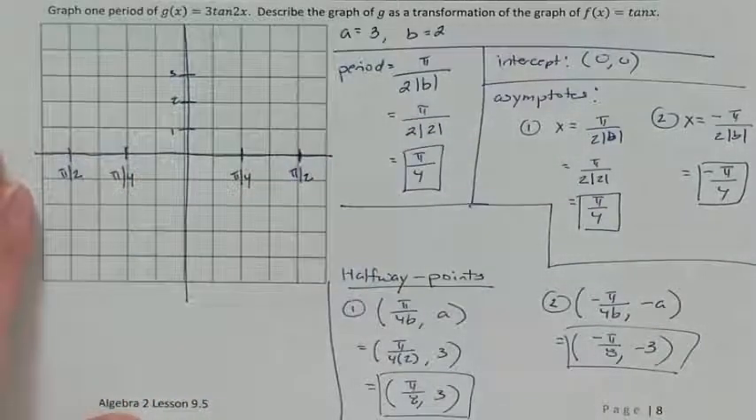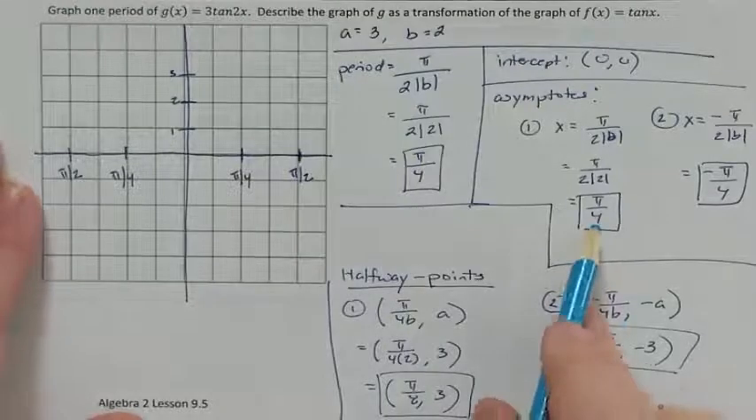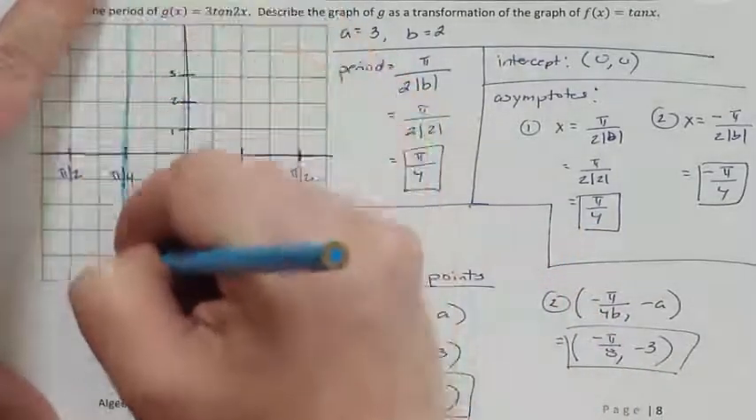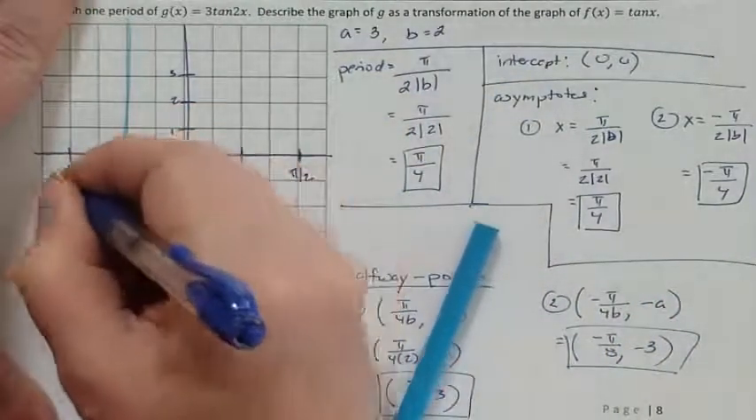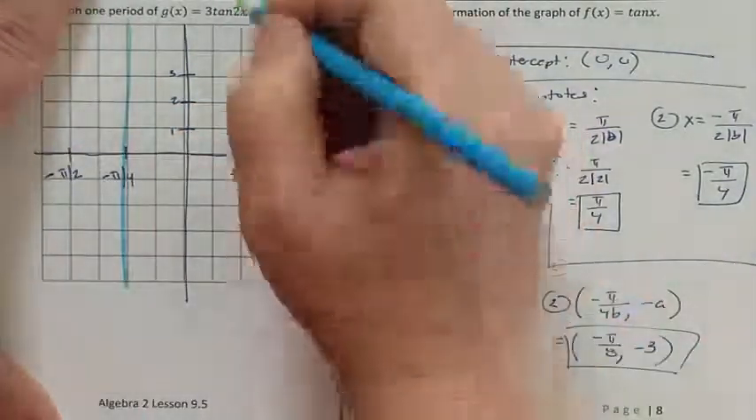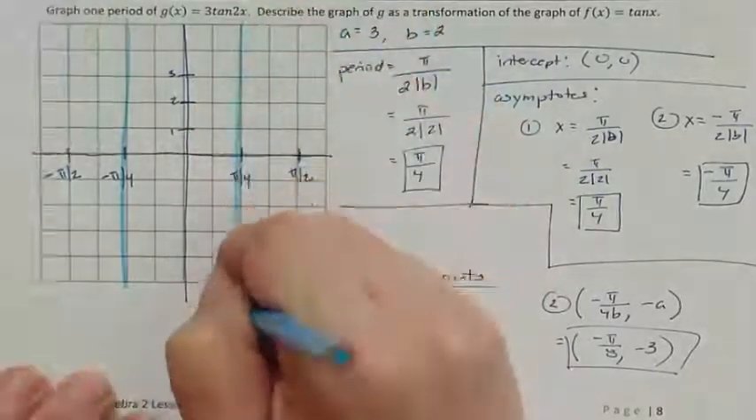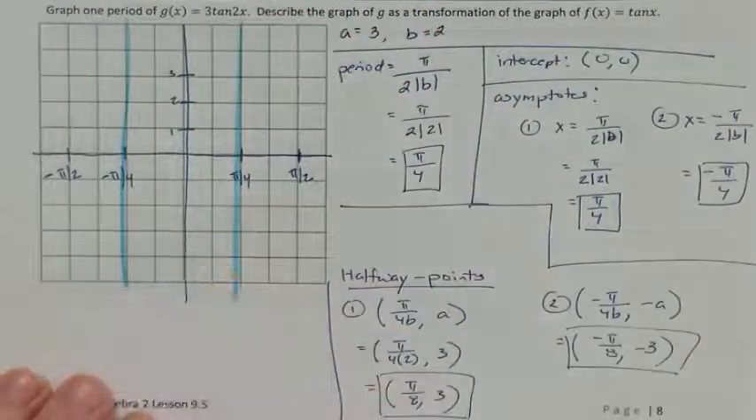All right, where are my asymptotes? I know I have an asymptote at pi fourths right here. I have another asymptote at negative pi fourths. That was negative pi fourths, I just forgot my negatives. Positive pi fourths would have been just right here. So here is my first period.